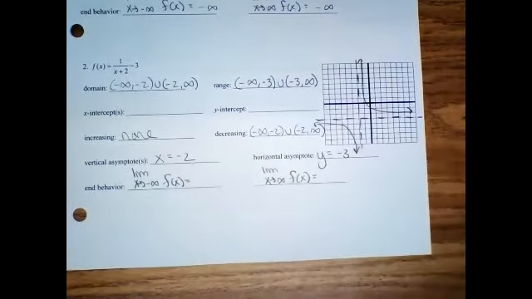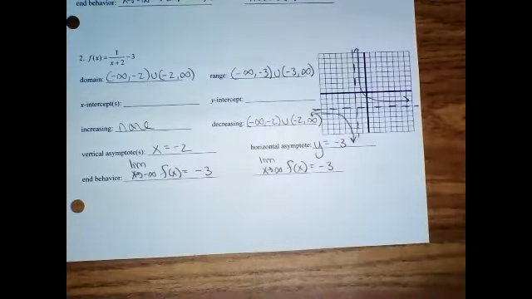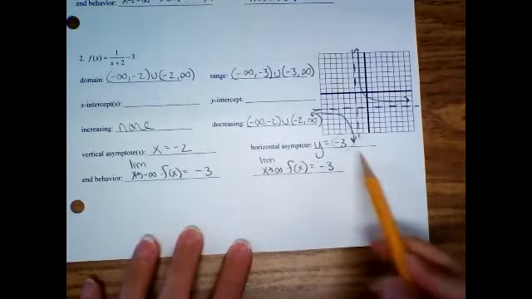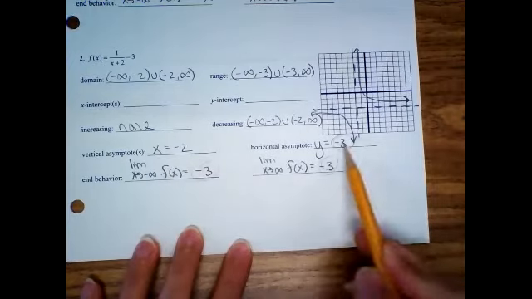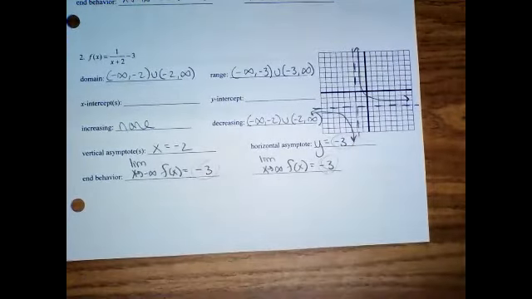They're both leveling off at what number? -3. It's not ever going to actually touch -3. It's just behavior. It's just where it's headed. So if there is a horizontal asymptote, these will all match. Whatever that horizontal asymptote is, that's what both the end behaviors are going to be.